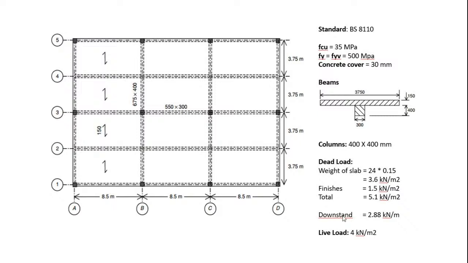Now the downstand needs to be set aside, because here, if this is the whole section of the beam, obviously, the beam normally is 550 by 300, as you can see here, 550 by 300.